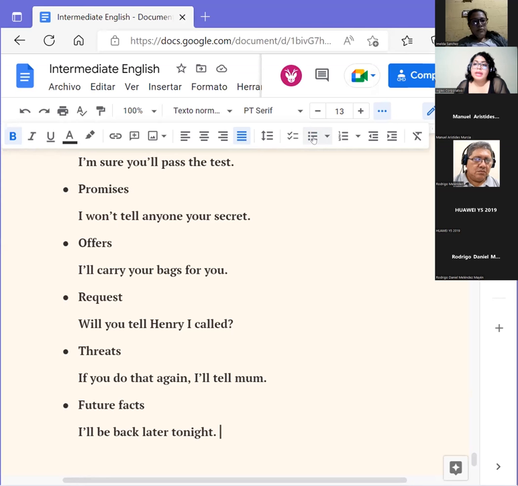So we have, para esta forma del futuro, tenemos un par de usos, que es donde nosotros vamos a utilizar esta estructura. Tenemos decisiones instantáneas o espontáneas que salen de la nada, ¿verdad? Que podemos estar sintiendo alguna cosa y decidimos hacer alguna acción. Luego tenemos predicciones futuras basadas en algo que nosotros creemos que va a pasar. Luego tenemos promesas, ofertas, también tenemos solicitudes, amenazas y cosas que van a pasar en el futuro. In that case, we are going to use the simple future for those uses that we have in this list.